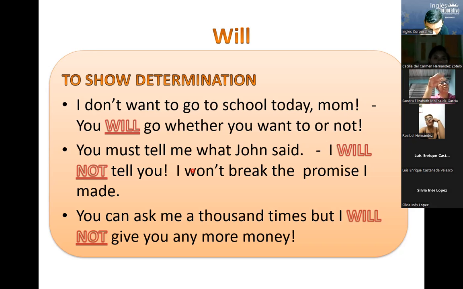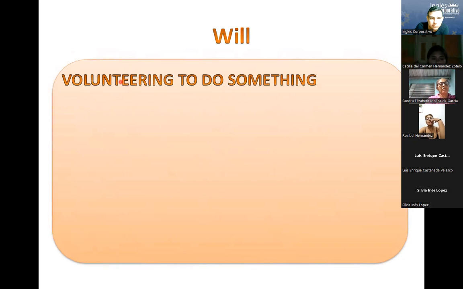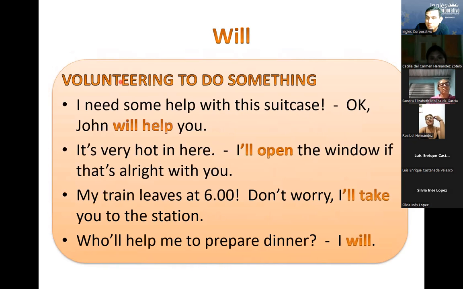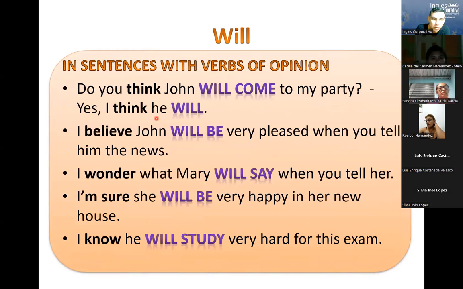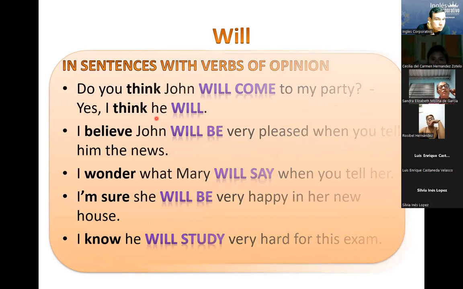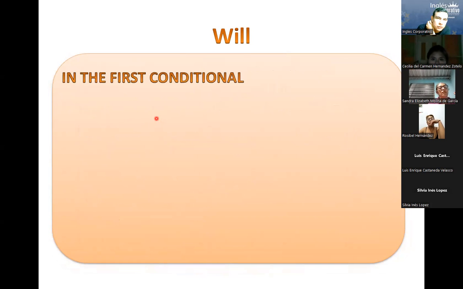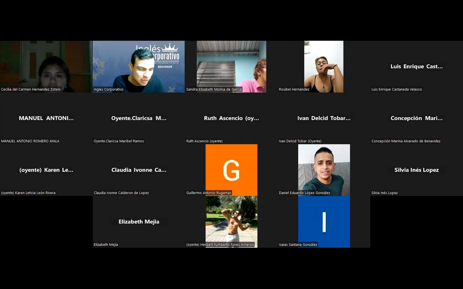Excellent. Okay. So, ¿alguien recuerda algunos usos de will? Okay. For promise, snap decisions. Do you remember another one? Predictions. What else do we have? Inevitable. That's right. Volunteering to do something. Okay, here we have more sentences. Okay, let's stop right here because I guess we have enough info.